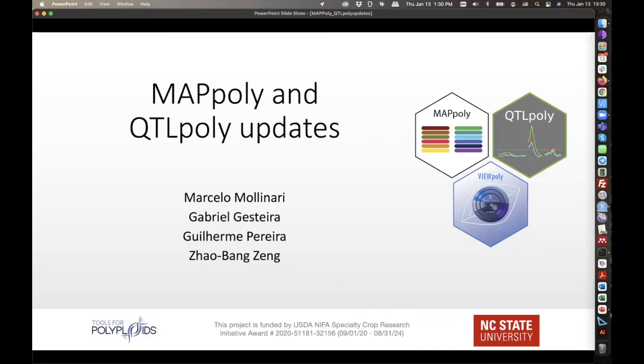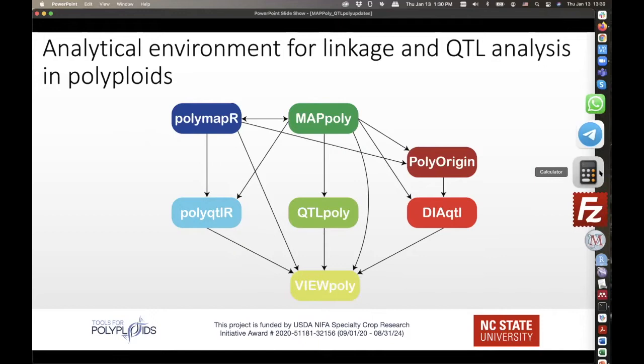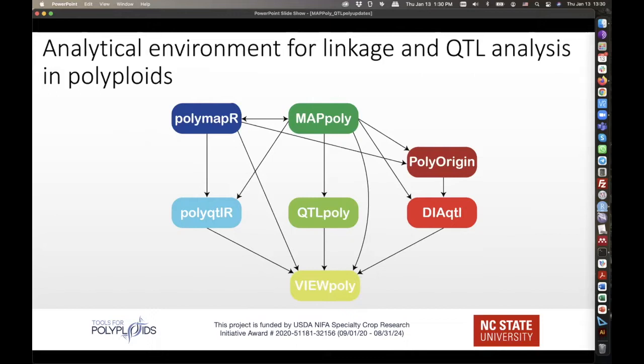Okay, so first thing I would like to mention is that I'm very glad that we have an analytical environment for linkage and QTL analysis in polyploids now. Because more than loose softwares, we managed to connect the softwares using functions acting as bridges between softwares. So for instance, if you construct your map using PolyMapR, you can import it in MAPpoly and vice versa. And from that, you can use your map in PolyOrigin to estimate the haplotypes, and you can apply them in DiaQTL. So you have a network of softwares. And I think this is very important in this group. And I'm very glad that we got that.